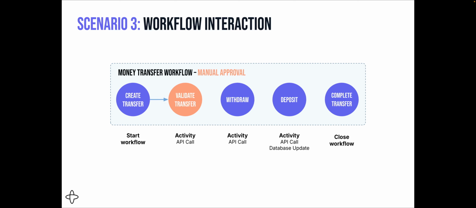So in this case, we create a transfer, start our workflow, and when we get to validation, we're going to prompt somebody externally to approve that. So we're going to wait. In this workflow, we've decided to wait 30 seconds, and if that time hits, we will fail the workflow. Otherwise, if we get an approval within that time, we will continue and follow the normal steps of withdrawing and depositing and completing our transfer.